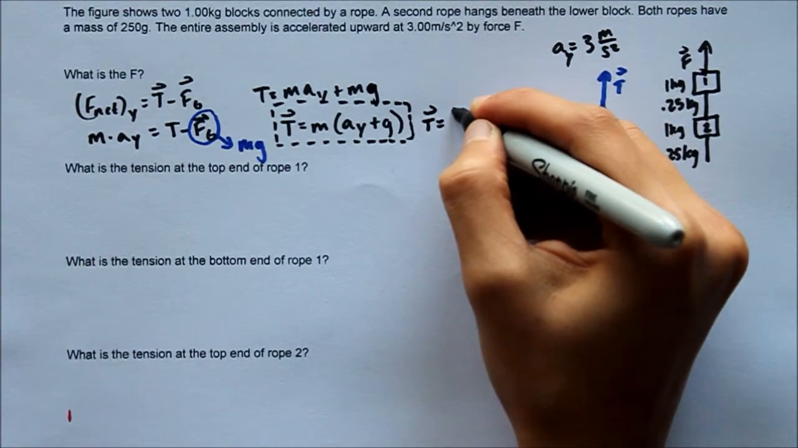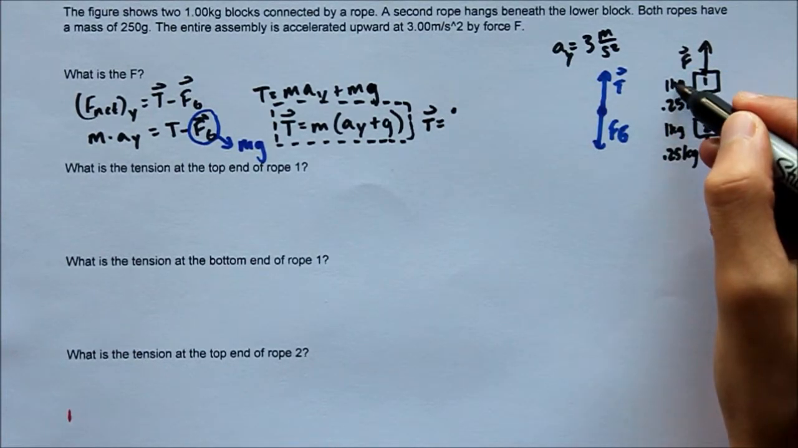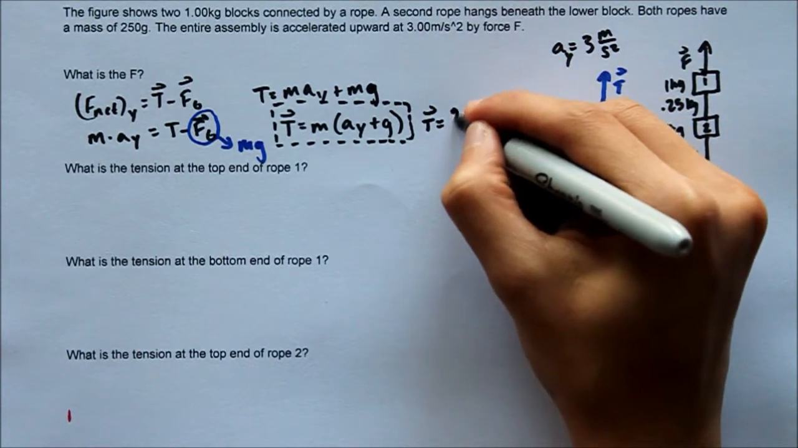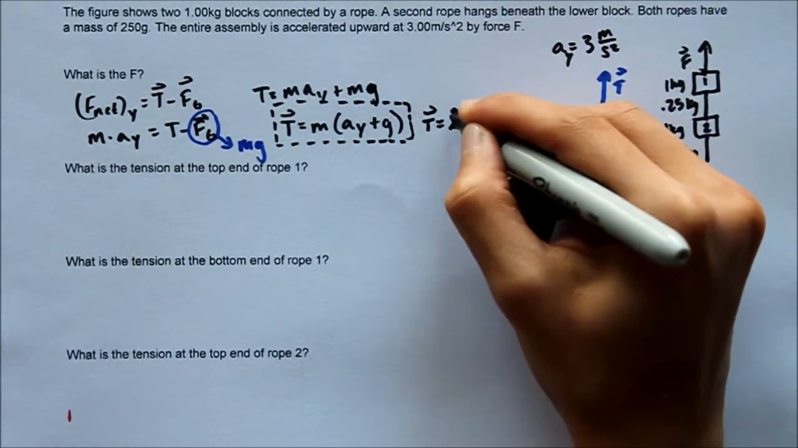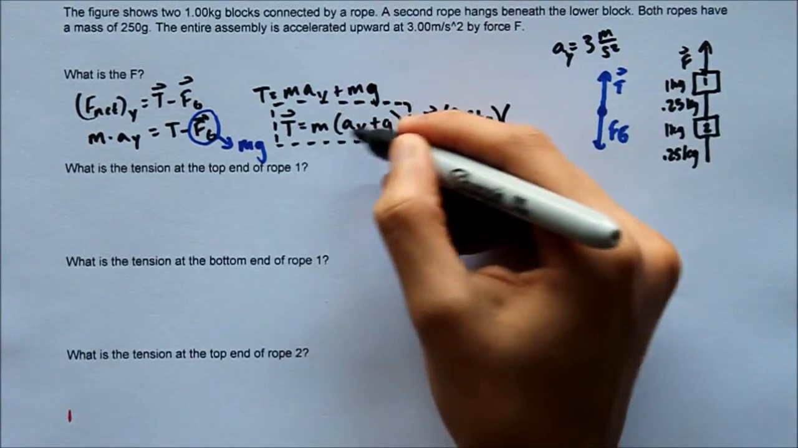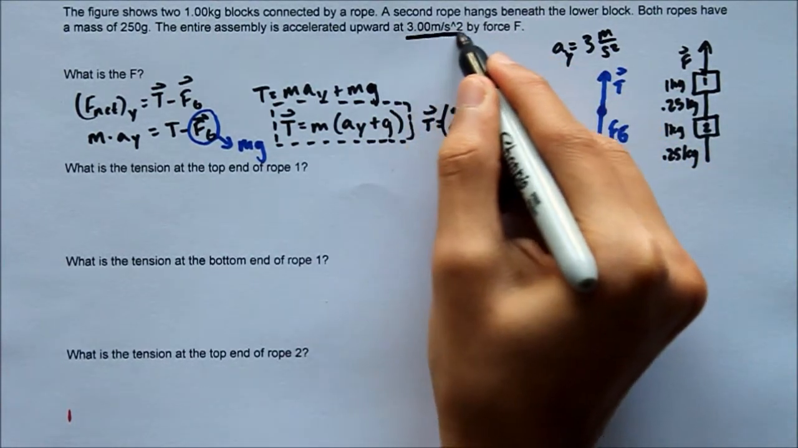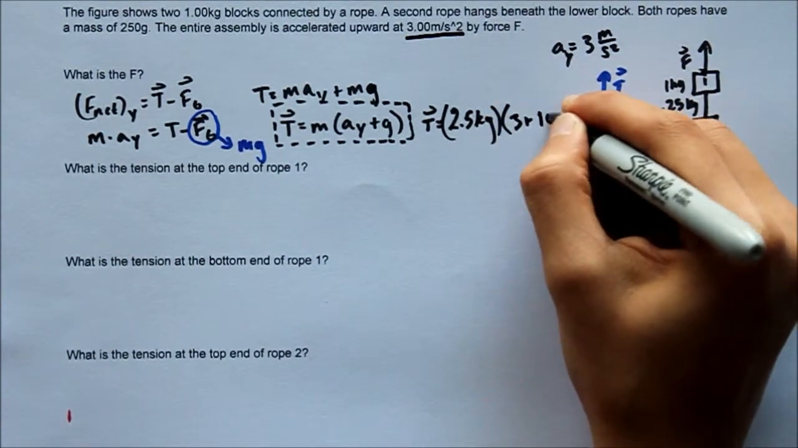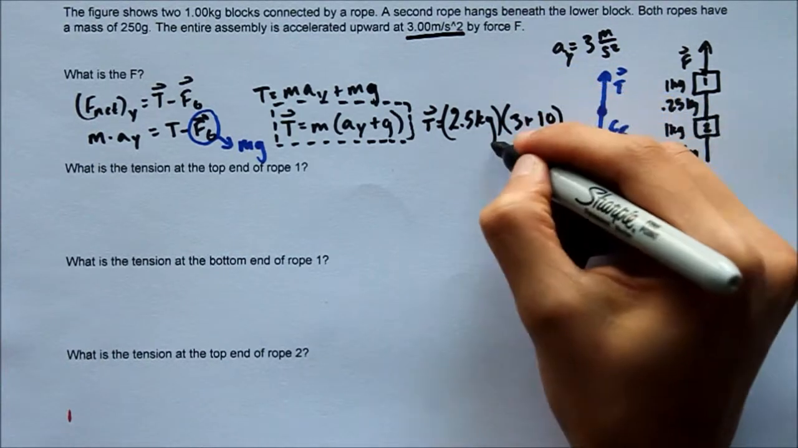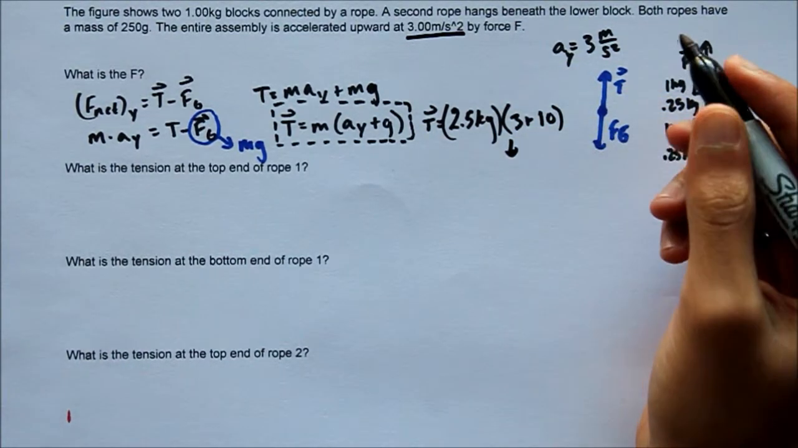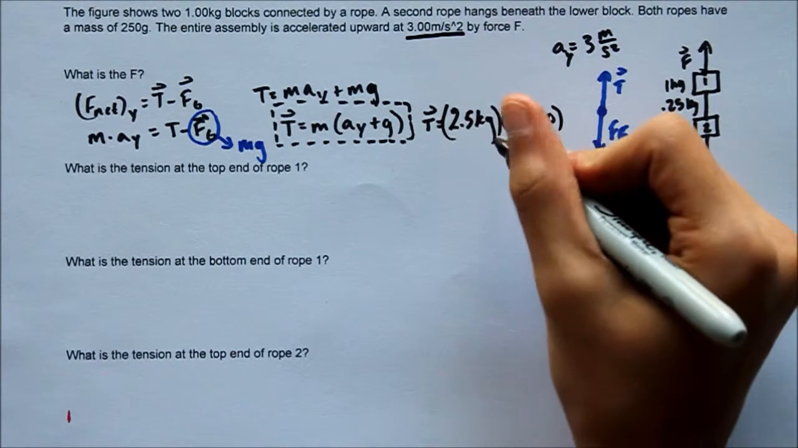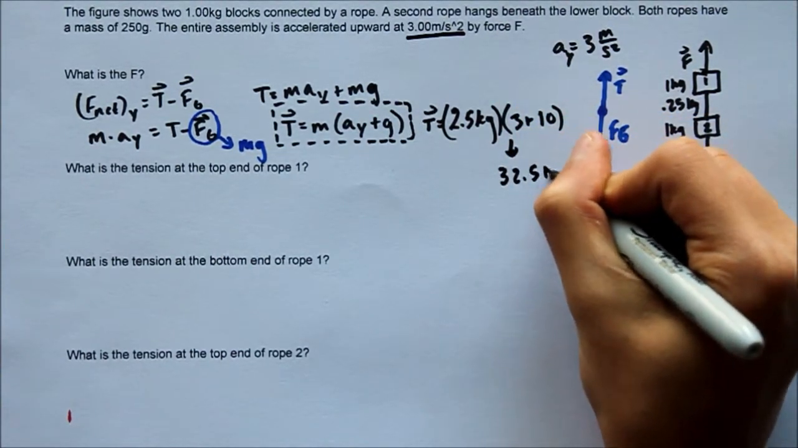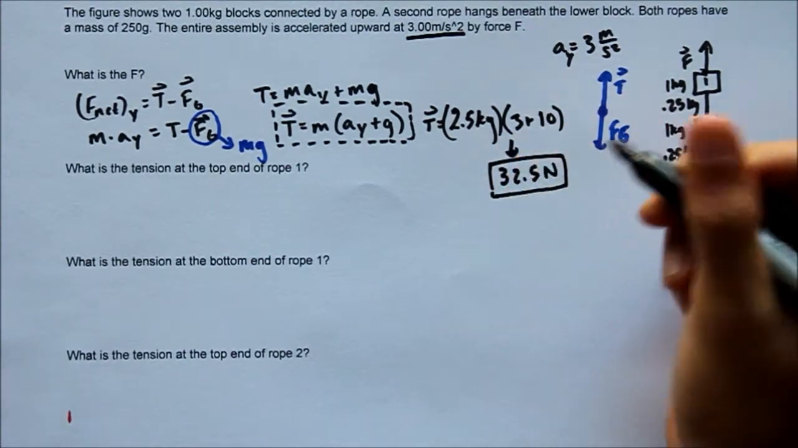It's going to equal our mass, and in this case our mass is going to be 1 kilogram plus 0.25 plus 1 plus 0.25. So it's going to be 2.5 kg times our acceleration in y, which is this constant 3 meters per second squared, plus g, which is always 10. And this is going to give us our answer of 32.5 newtons. So that was easy enough.